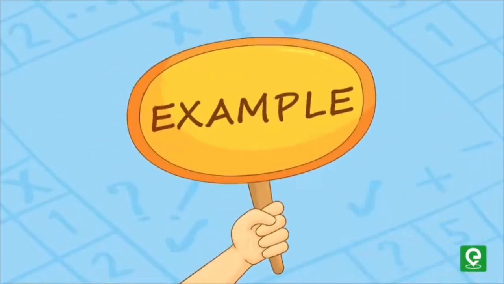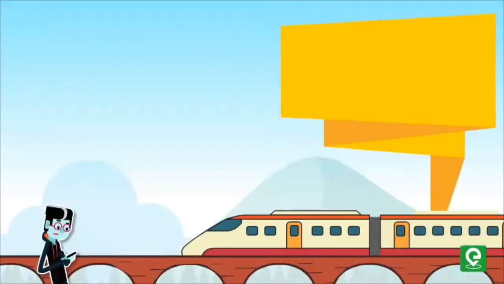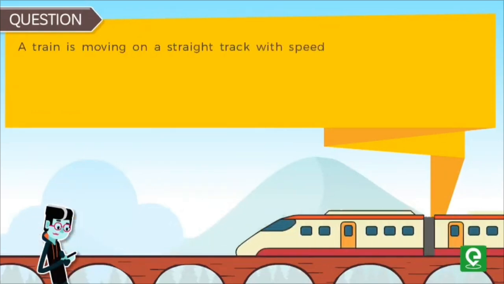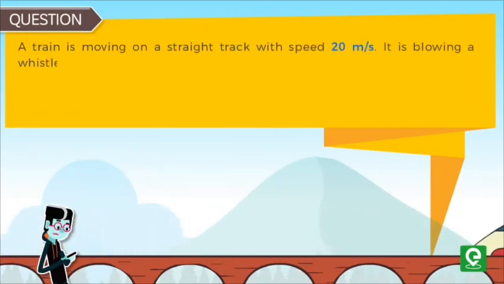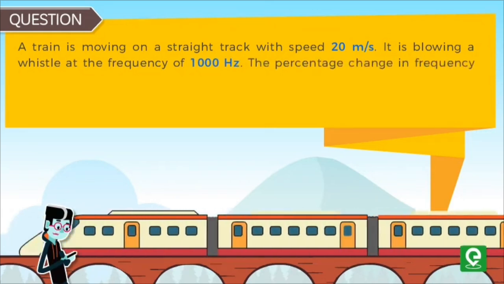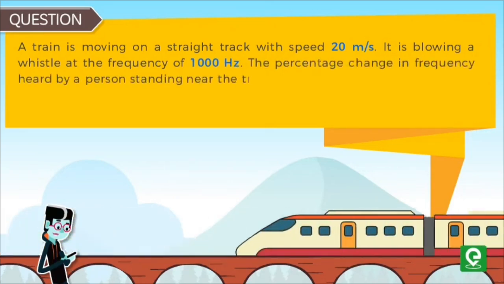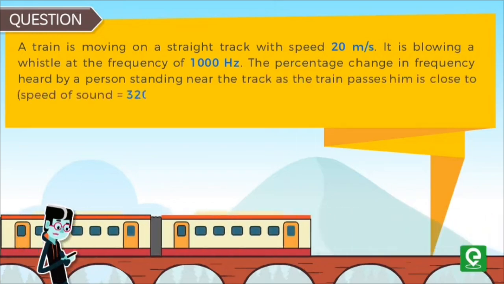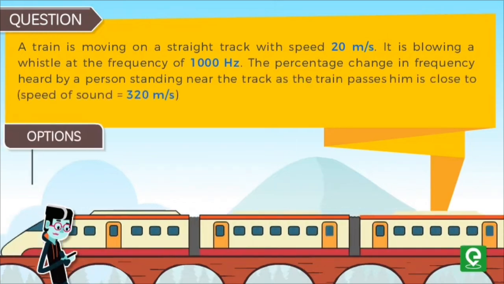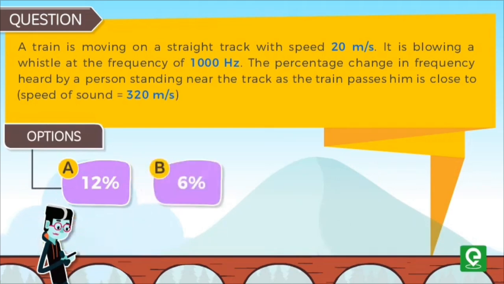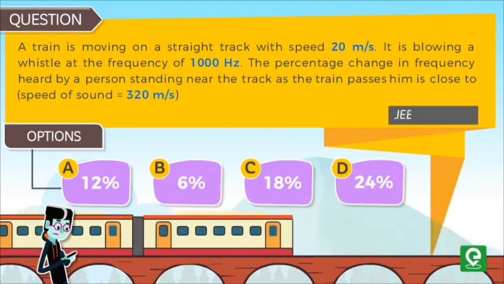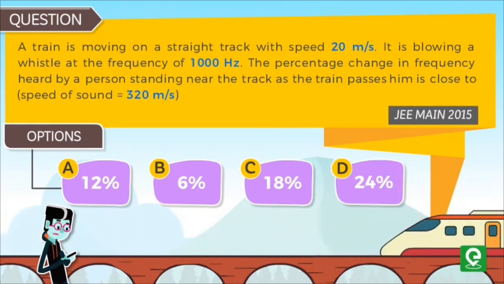Let's solve an example to understand this concept better. Question. A train is moving on a straight track with speed 20 meters per second. It is blowing a whistle at the frequency of 1000 Hz. The percentage change in frequency heard by a person standing near the track as the train passes him is close to, speed of sound is equal to 320 meters per second. The options are 12%, 6%, 18%, 24%. This question was asked in the JEE Main 2015 exam.